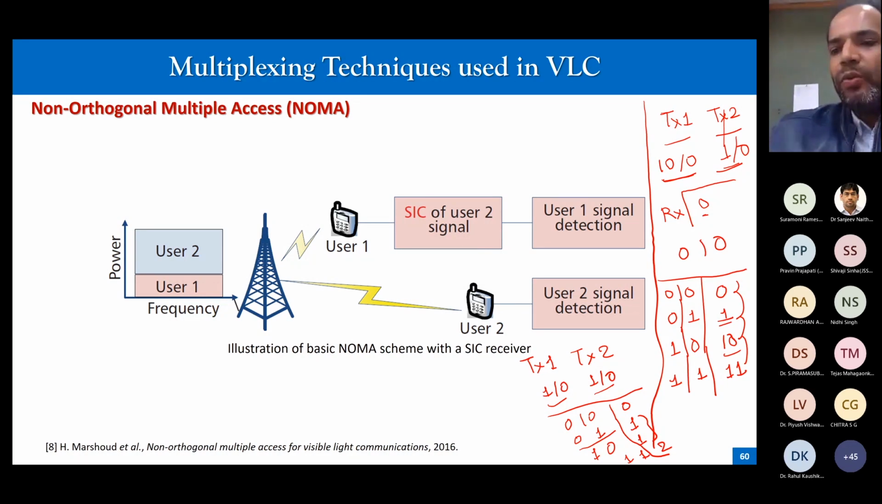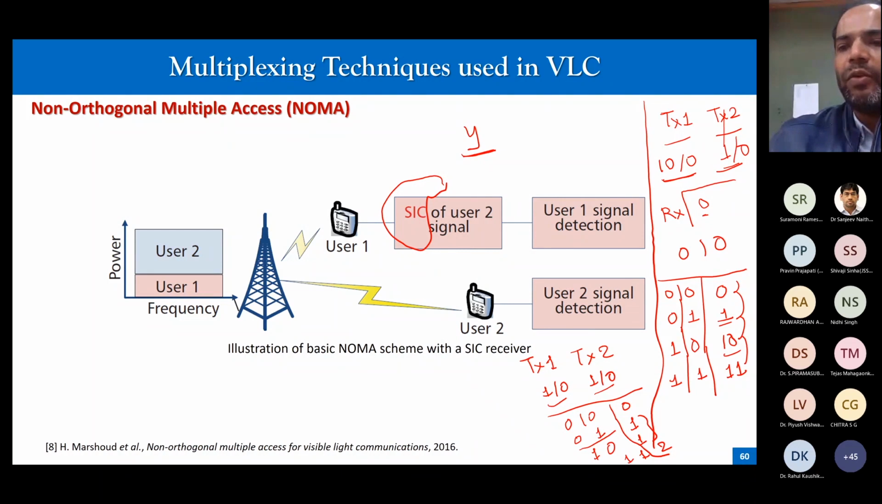And what is the way to deduce who has transmitted what? You can use successive interference cancellation. And what is the idea behind successive interference cancellation? Let us assume I am receiving a certain signal Y. This is what I receive. And by looking at the Y, I have to make a decision.